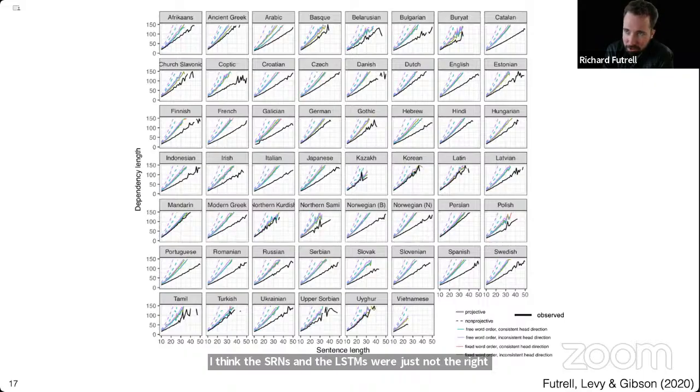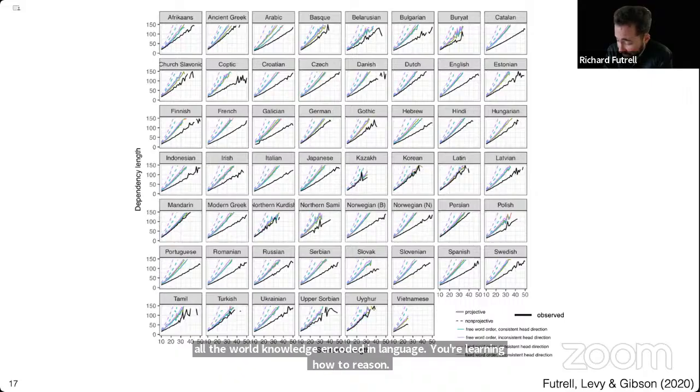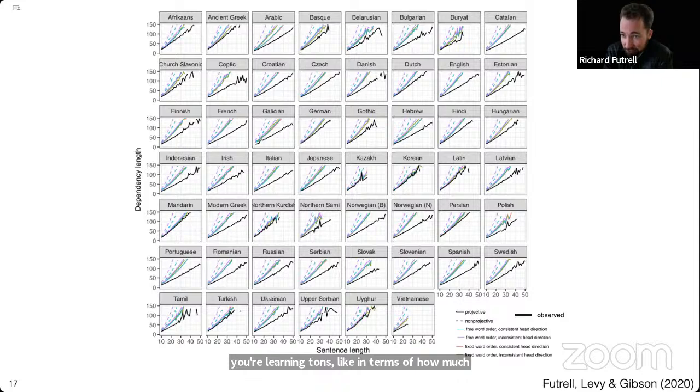And furthermore, if you think about what you're learning in language modeling, you're actually learning a lot more than the structure of language. You're learning also all the world knowledge encoded in language. You're learning how to reason. In terms of how much language models are learning and what proportion of that is really knowledge about language, it's probably mostly not about language. It's probably mostly about that other stuff.